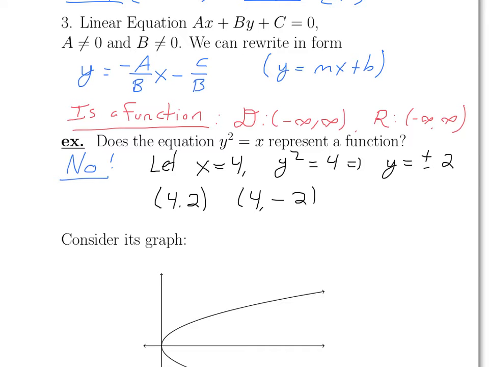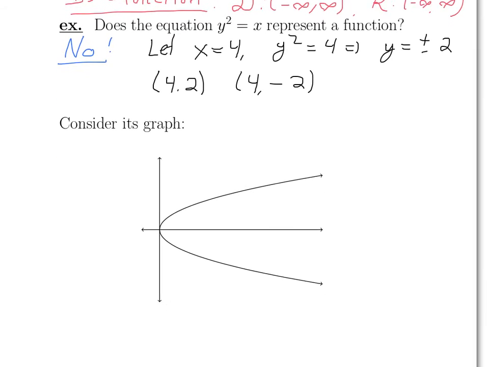Now I want you to think about what this means. This means that f maps 4 to 2, and it also maps 4 to -2. That doesn't make sense. You can't have a function mapping the same thing, having the same x value.